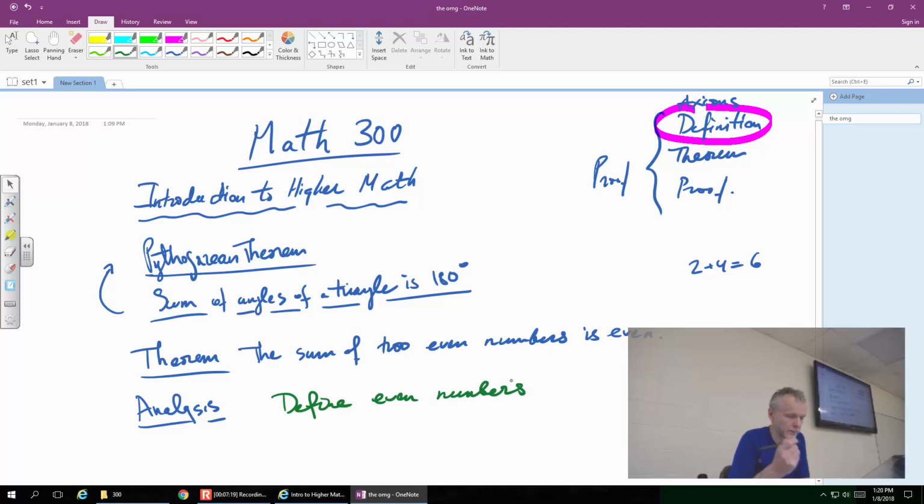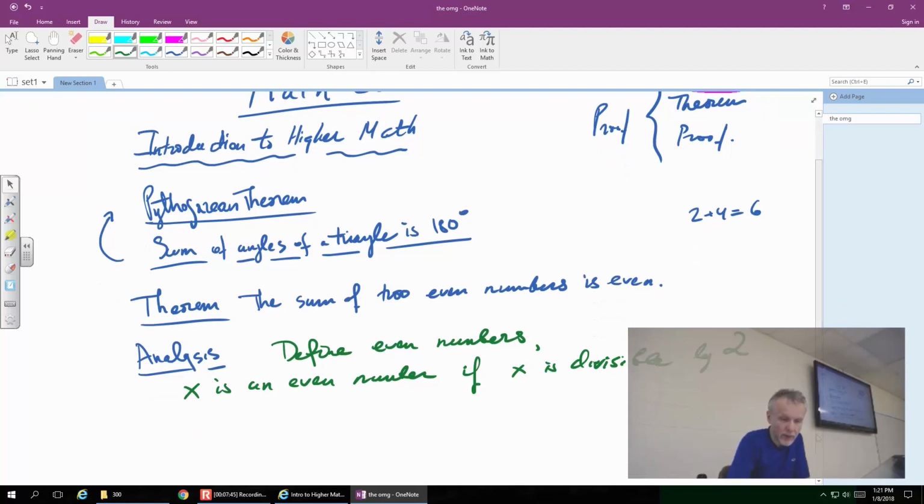Okay, let's define first. So an even number, what is an even number? What number do we call even? It's divisible by 2. If x is divisible by 2, okay, which is fine.